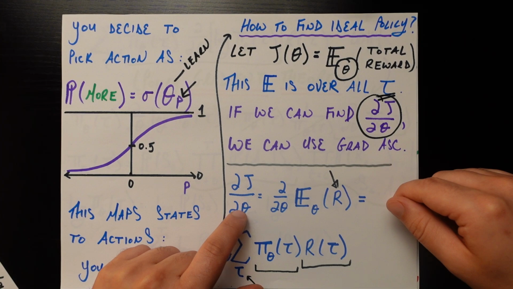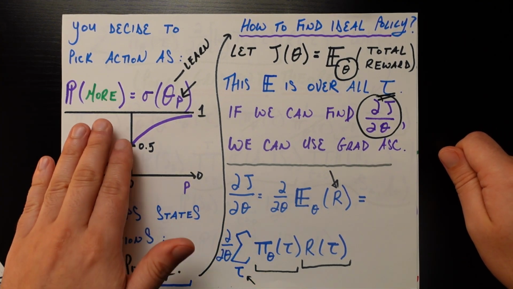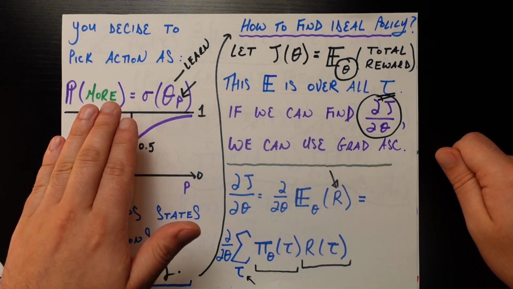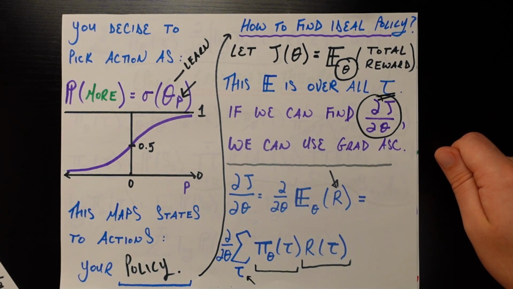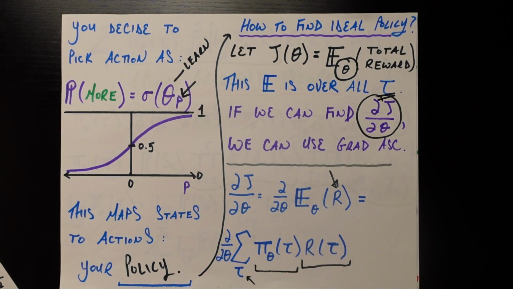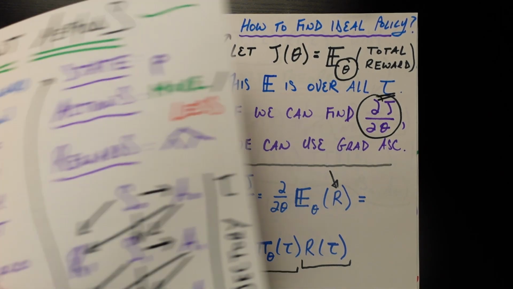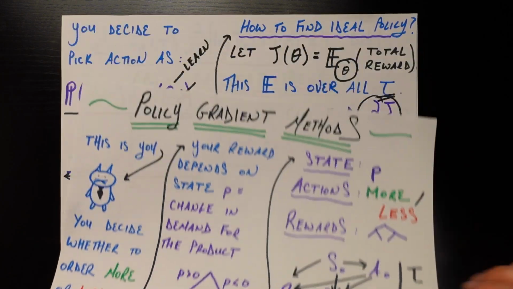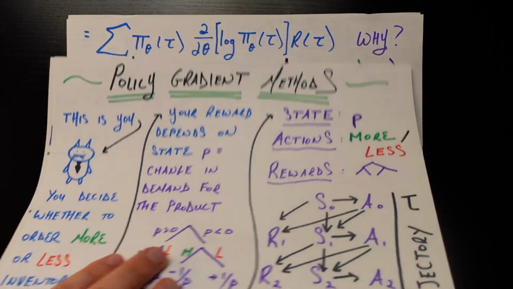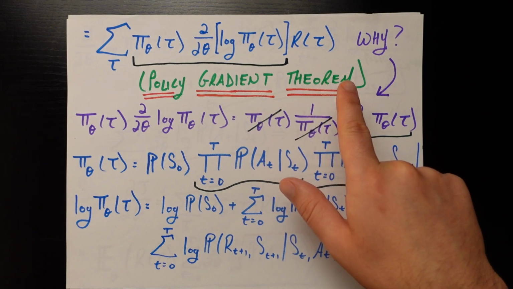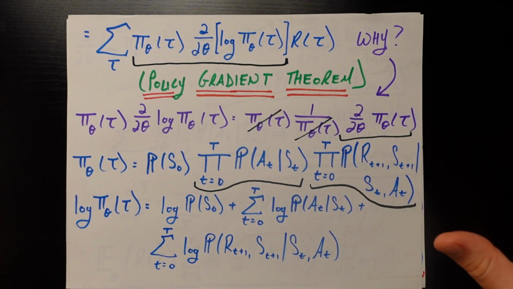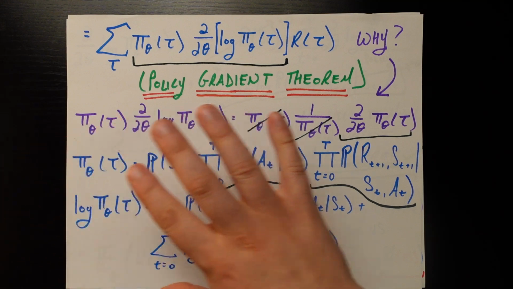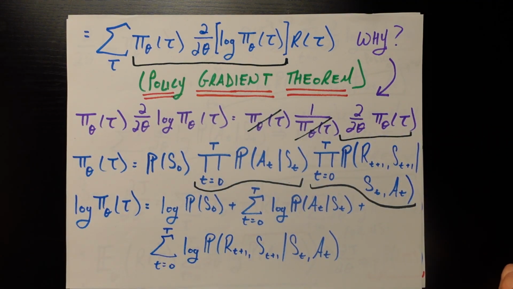And doing so reduces to basically just having to take the derivative of the log of your policy with respect to theta. And if we can do that, then we can basically use gradient ascent to learn those parameters theta. And that is what's called policy gradient methods in reinforcement learning. And it's all thanks to this fundamental theorem of reinforcement learning called the policy gradient theorem, which hopefully, even though we didn't prove, gave a bit of the flavor of why this might be true.